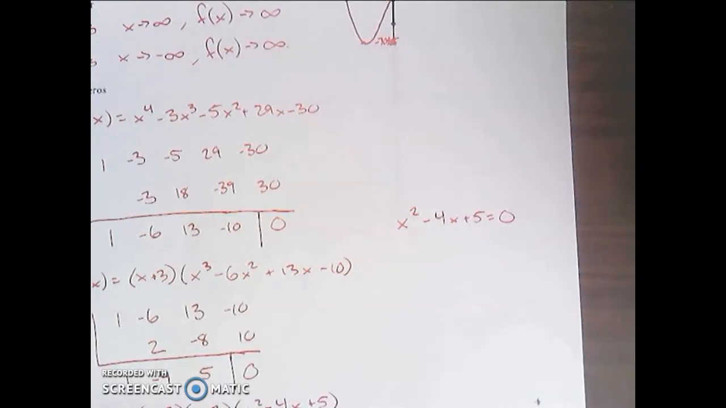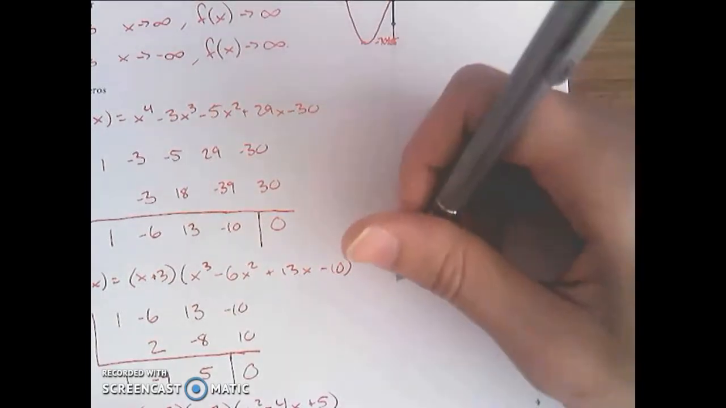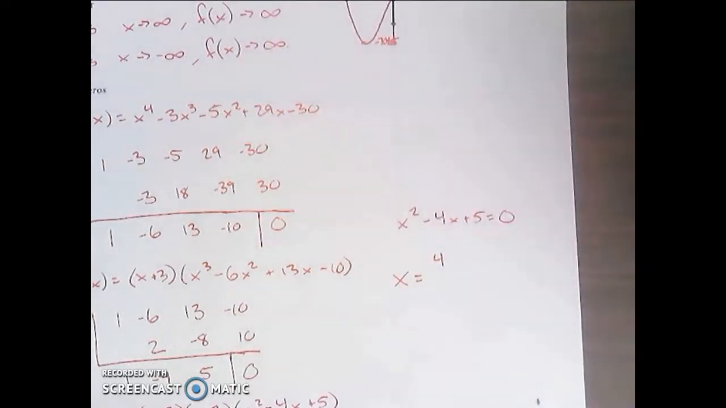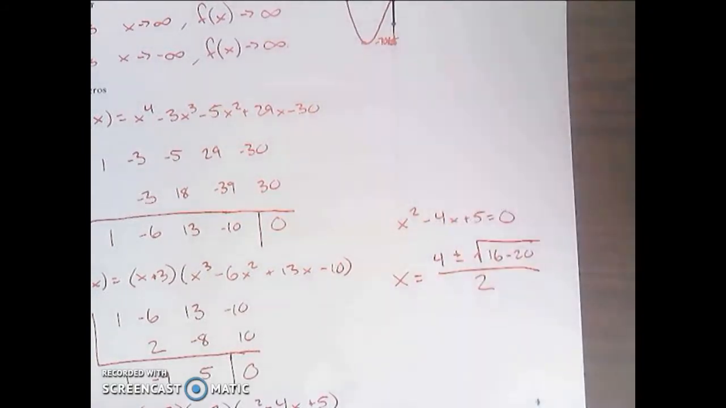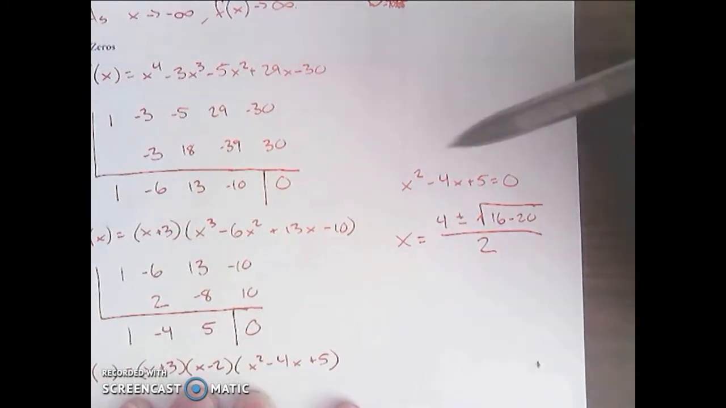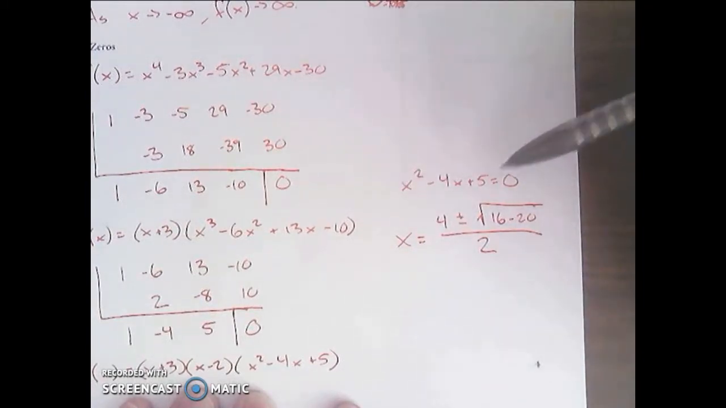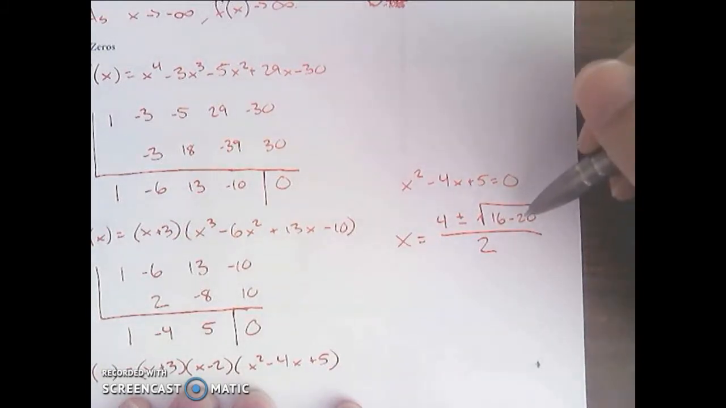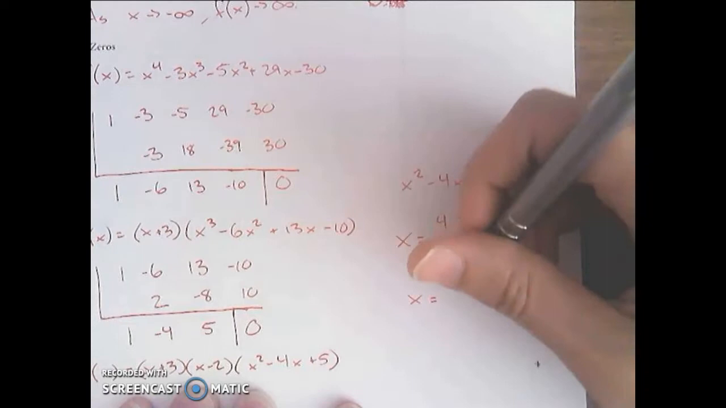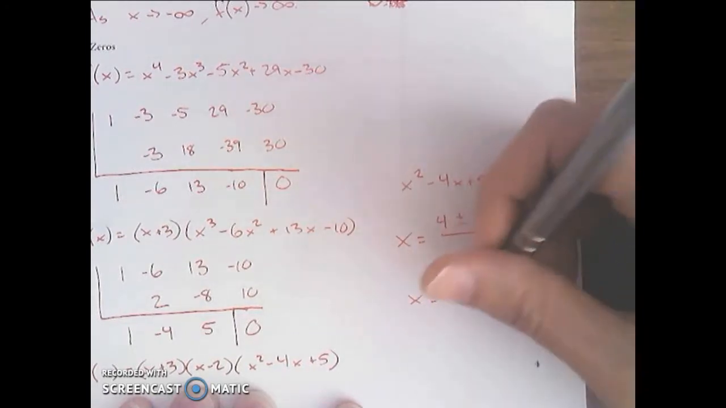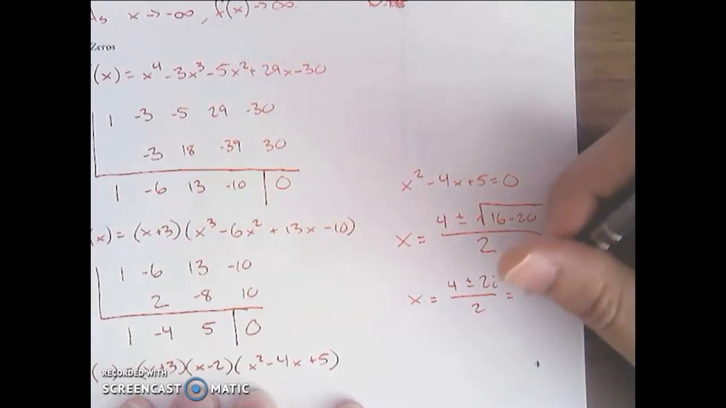And in order to solve this equation, we have to use the quadratic formula. So x equals negative b plus or minus the square root of b squared minus 4 times a times c, all over 2a. And again, a, b, and c are the coefficients in our quadratic in standard form. So simplifying this, we have 16 minus 20 is negative 4. The square root is 2i. So we have x equals 4 plus or minus 2i all over 2. And then simplifying that, we have 2 plus or minus i.